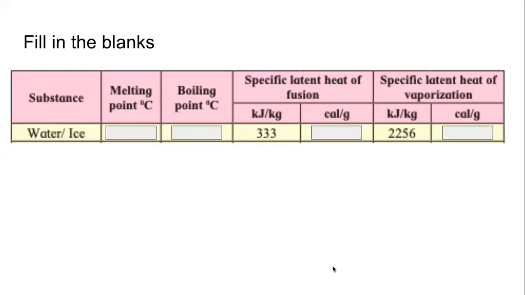Remember that we need to remember these things. So melting point will be 100 degrees Celsius. Boiling point will be 0 degrees Celsius. Latent heat of fusion will be 80 calories per gram. And latent heat of vaporization will be 540 calories per gram. These 4 numbers we will have to remember for a good performance in tests.